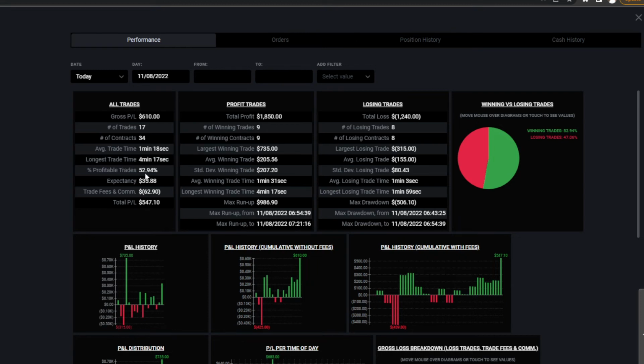Guys, I was only profitable 52% of the time, okay? 52% of my trades were winners. If you can see here, 52% winning trades, 47% losing trades. I can be, and you can be, a 50% trader and still be profitable. The number one thing you need to keep in mind is risk management is key.